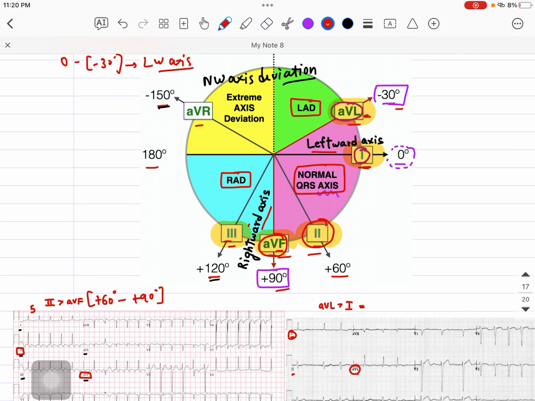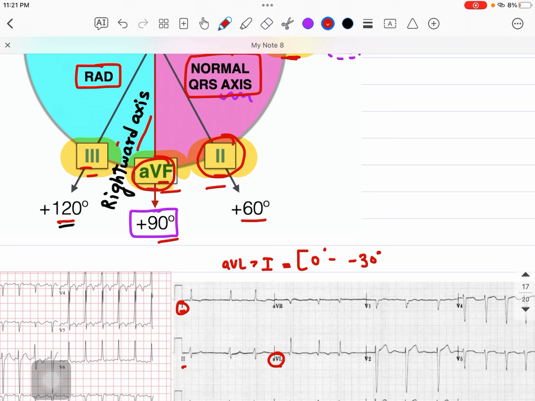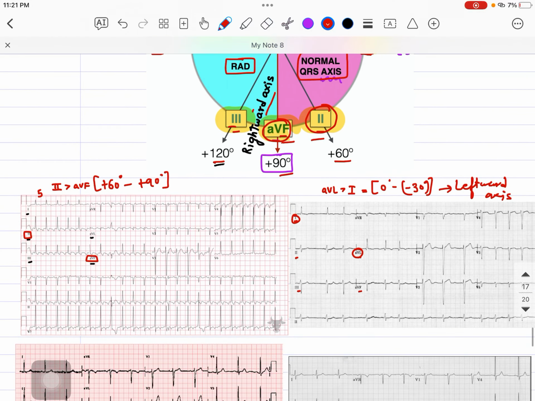So it is between 0 degree to minus 30 degree. Here I would say that this is the leftward axis. In some books, they might say this is the normal axis, but to be very specific, this is the leftward axis. Okay guys, so here it was normal axis only.